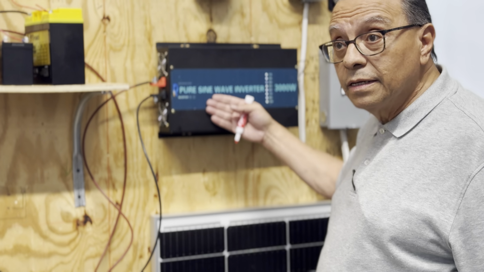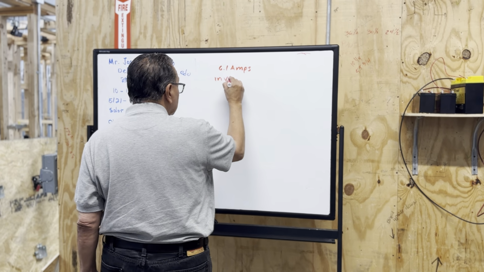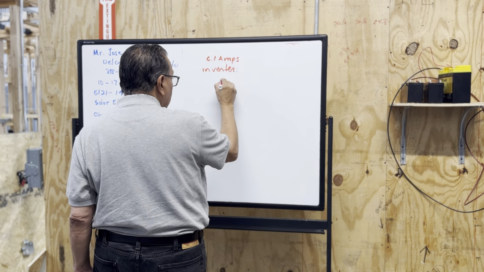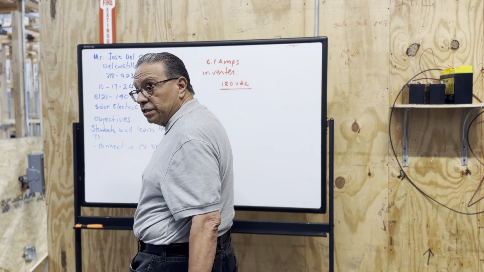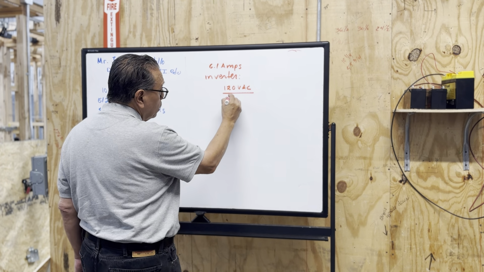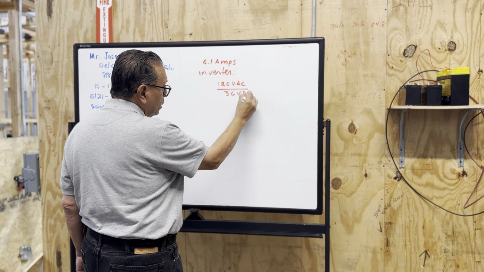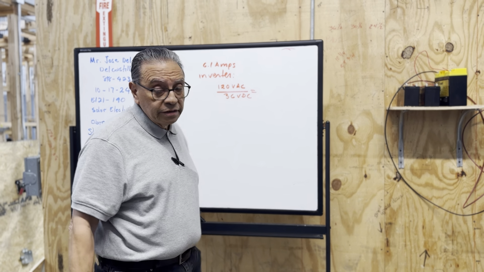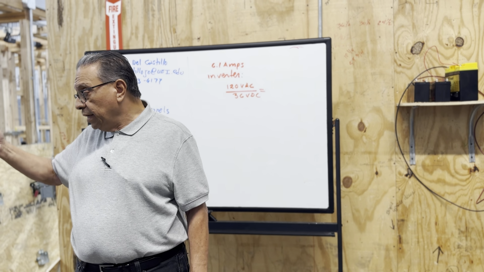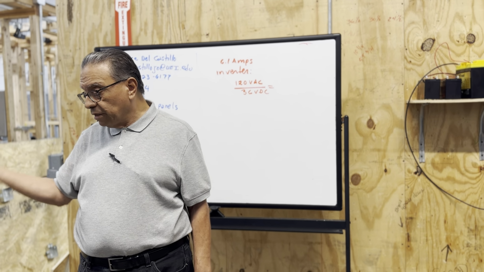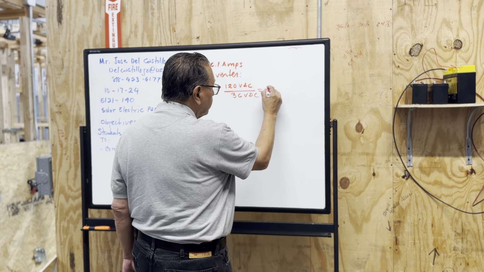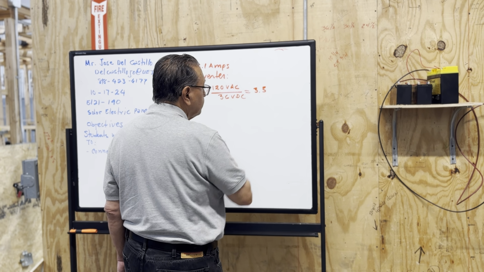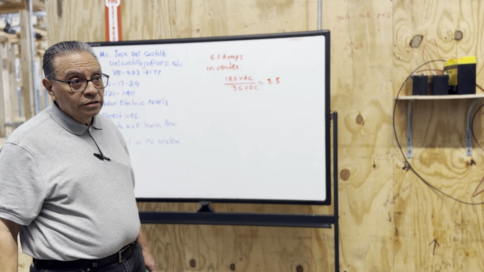What is the multiplier? How do I know that? The factor. On the inverter, what I have is 120 volts AC divided by the input, which is 36 volts DC. So this is giving me a factor. This factor is used to multiply the energy at the input, and the input times the factor gives me the energy at the output. In this case, it's 3.3. That is my factor. Got it?